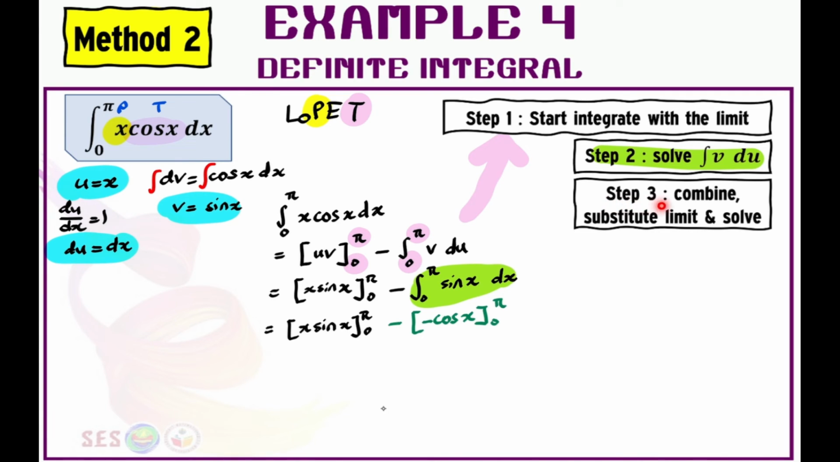So as you can see in step 3, combine. So combine here means, as you can see here, the limit for x sine x and the limit for negative cos x is the same. Meaning we can combine these two terms to become like this. To become a big bracket. So x sine x minus and negative will get plus cos x. Close bracket, the limit is from 0 to pi. This is what I meant by combine. Okay, so now we will substitute limit and we are going to solve to get the final answer.